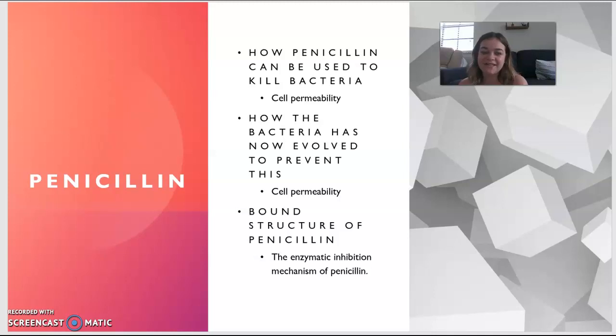All right, in our case study today, we're going to be talking about penicillin. Specifically, we're going to cover a few topics, including how penicillin can be used to kill bacteria. We're going to be putting a lot of focus on cell permeability in this case study, along with how the bacteria has now evolved to prevent the killing of the bacteria, so the resistance that it has over time to penicillin, with also a focus in cell permeability. And then lastly, we're going to talk about the bound structure of penicillin by looking at Chimera and the enzymatic inhibition mechanism of penicillin.